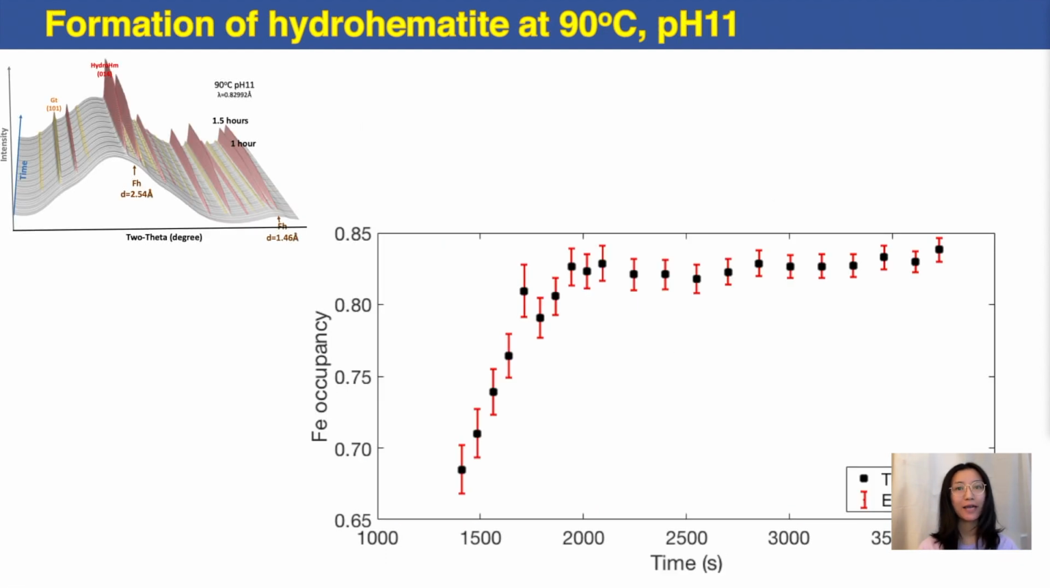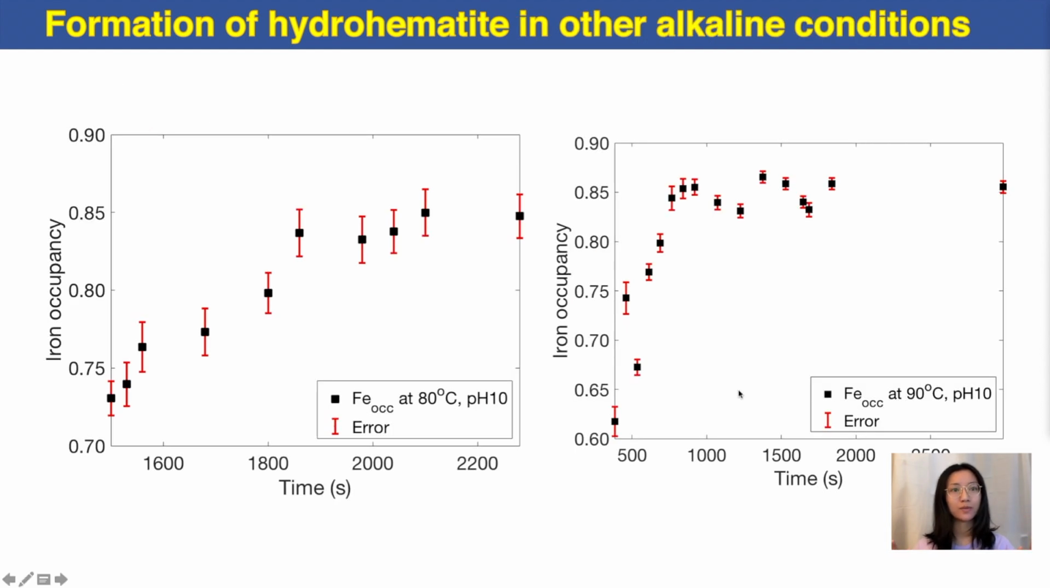At 90 degrees C and pH 11, we found that the iron occupancy in hematite increased from 0.65 to 0.84 within the first half hour and stabilized at 0.84 for the next couple of hours. So we are confident to say metastable hydrohematite formed instead of hematite within our experimental time. This trend happens in other alkaline conditions as well. Here are the iron occupancy changes during the hydrohematite growth at pH 10, 80 and 90 degrees C.